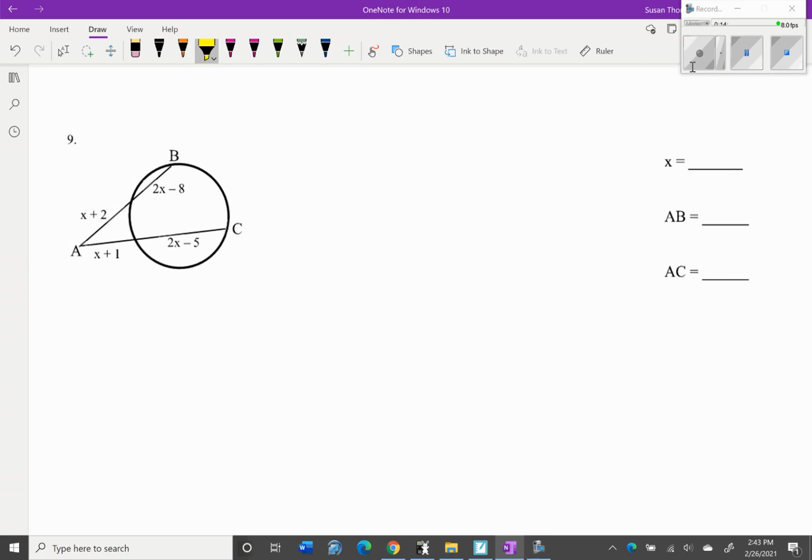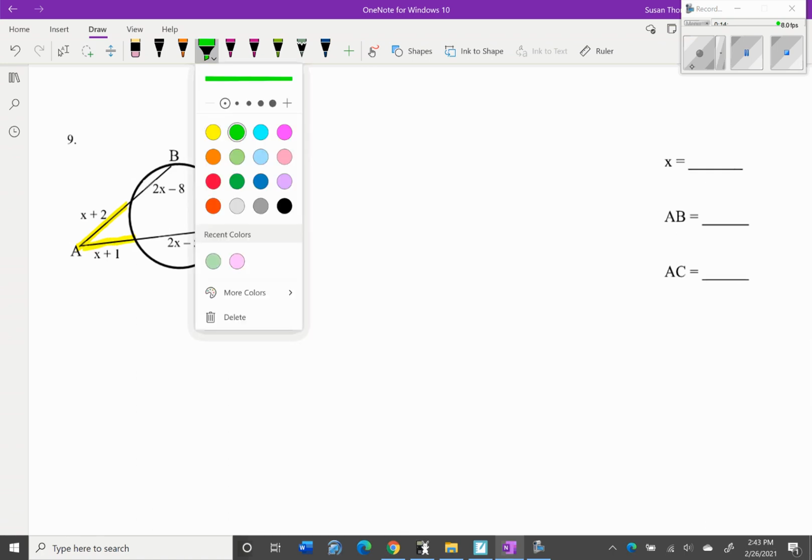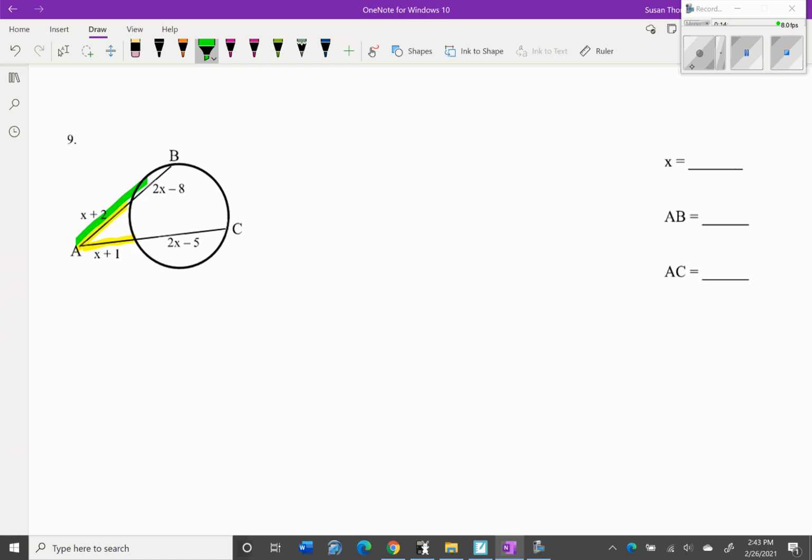So for this next one, we have 2 secants, notice. So we're doing the outside times the whole. So here's the outside for both the lines. And the whole would be from here to here and here to here. So for the outside, we have x plus 2 for the first one, and the whole would be x plus 2 plus 2x minus 8.